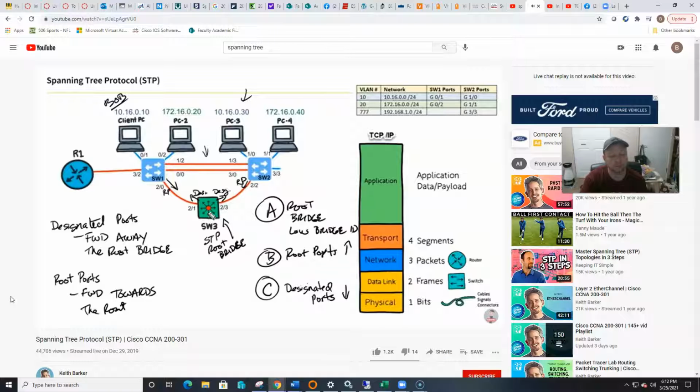So on the root switch itself, all ports are designated, meaning they're all forwarding, and they're all forwarding away from this device, the root bridge. So then here on switch 1 and switch 2, the question comes in, okay, who gets to be designated? Is it going to be switch 1 or is it going to be switch 2? And to ferret that out, the one that gets to be designated is going to be the one with the best cost.